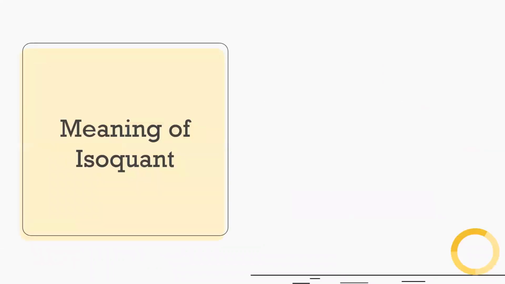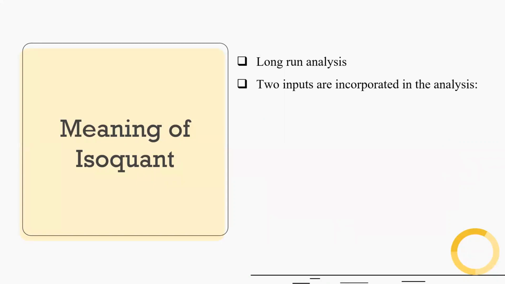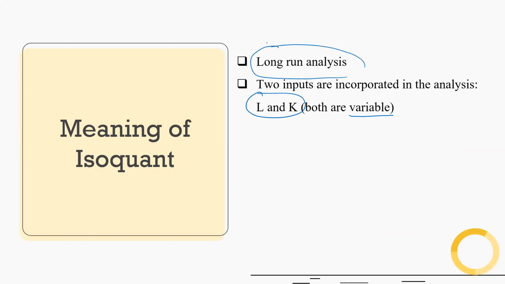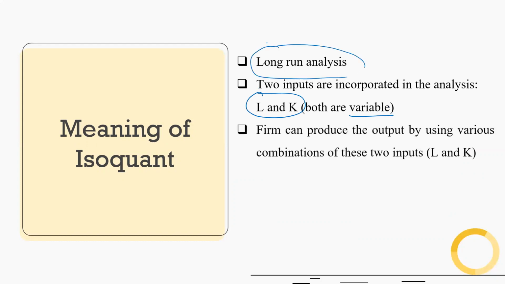Let's begin with the idea of isoquant. Isoquant is used for the long run analysis of the production function. So here we have two inputs and both inputs are variable. So we have labor and capital and both are variable because we are talking about the long run. So basically a firm can produce the output by using various combinations of these two inputs and both inputs are variable.